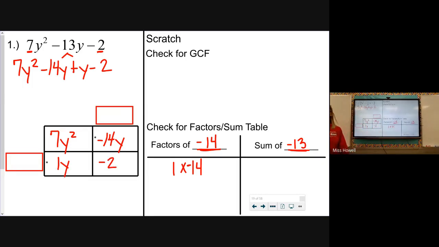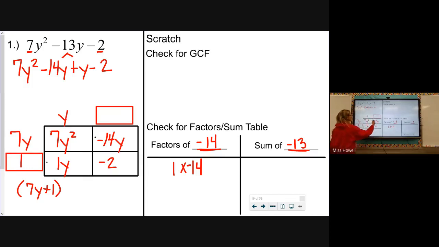Row by row, column by column, let's pull out our greatest common factors. On the top, 7y squared and negative 14y both have a common factor of 7, and they at least have 1y. So we can pull out the greatest common factor of 7y. On the bottom, 1y and negative 2, all they share is a 1. So one of our factors down here would be 7y plus 1. All right, do the same thing with our column, 7y squared and 1y, and we'll end up with just a y, or 1y is what they have in common.